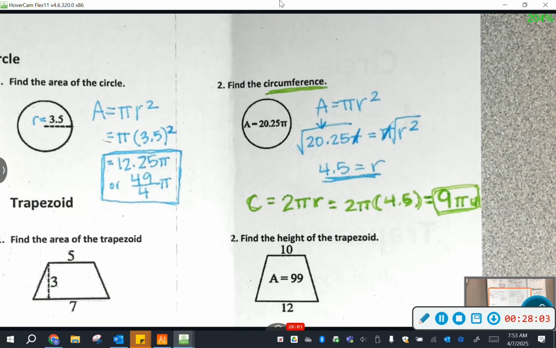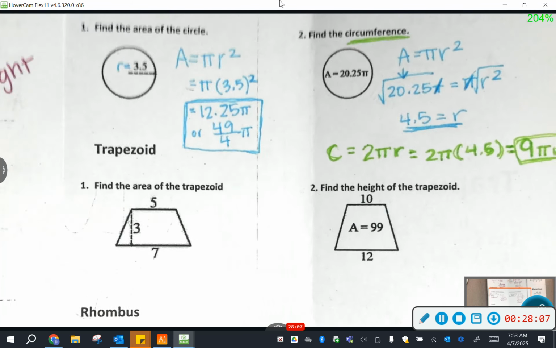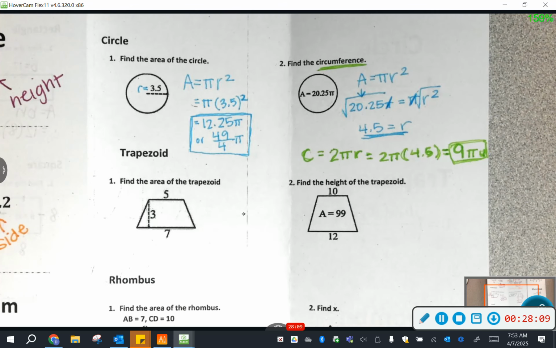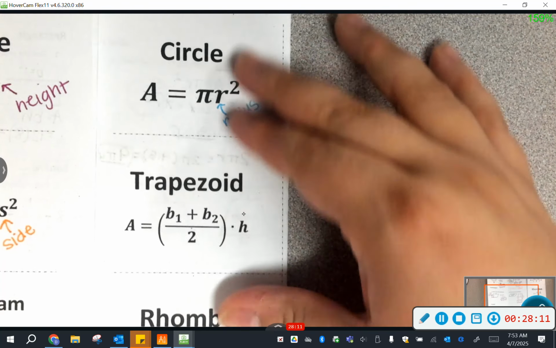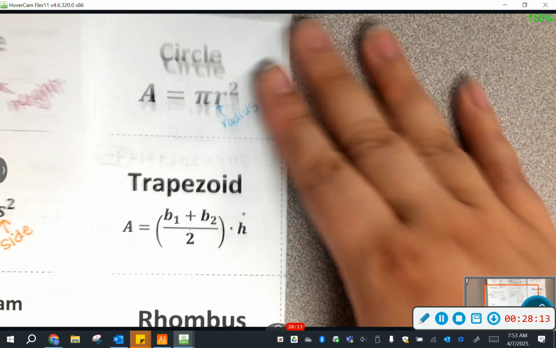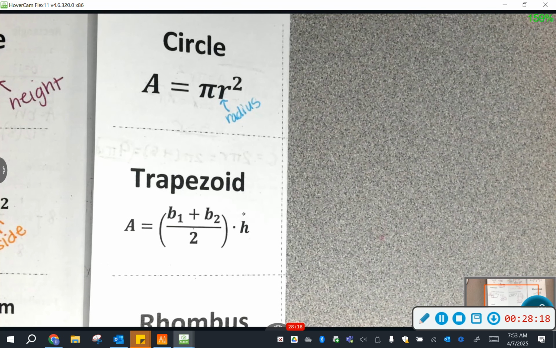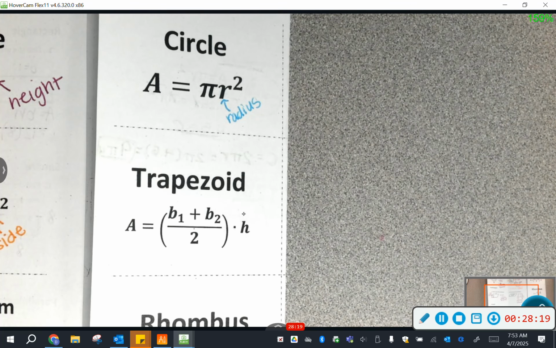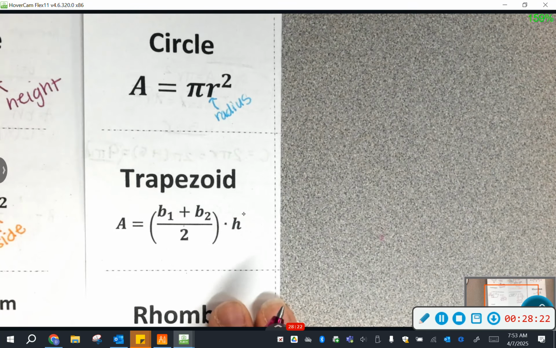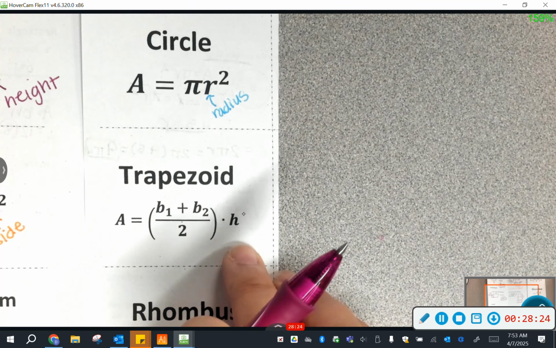All right, close your notes, please. A trapezoid. Have y'all ever seen this formula? Yes. Maybe years ago, but we don't remember it. Somebody looked at me like, no. A trapezoid is base 1 plus base 2 divided by 2 times the height.